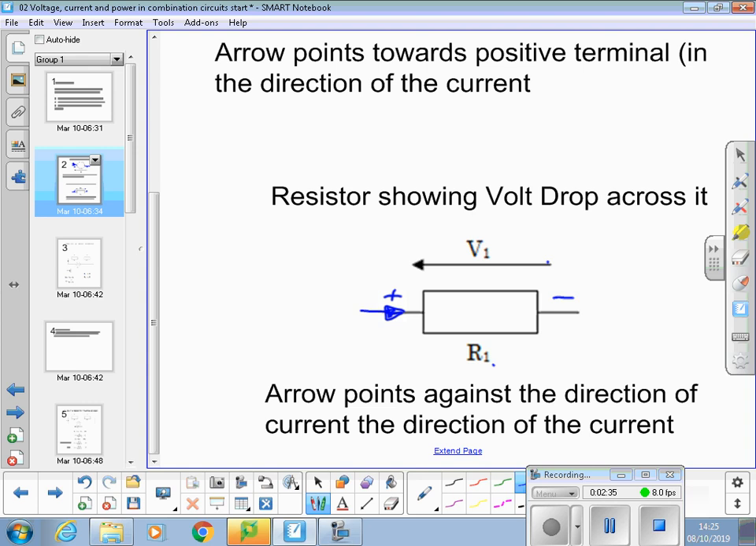Okay, so the arrow on a resistor shows a volt drop across it. Please don't do that, because that doesn't give the polarity. We want an arrow on one end towards the more positive end. Alright, and I'll clarify that a little bit further when we look at an actual circuit. The arrow points against the direction of current. Okay, I don't know why I've written that twice there. Bit of a typo. Anyway, that's fine.